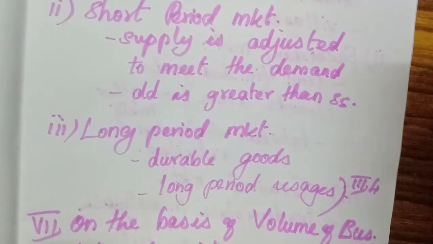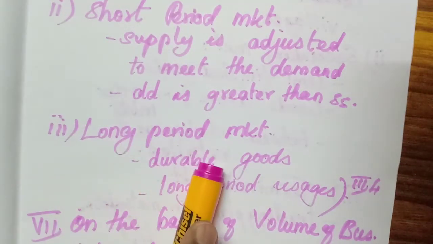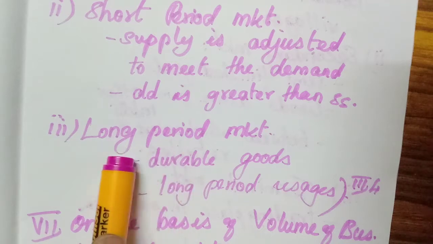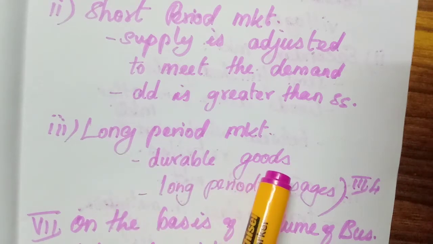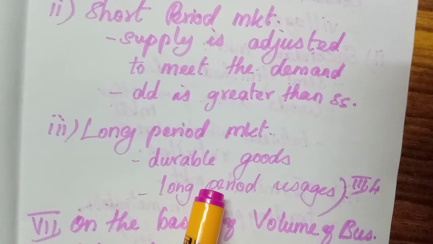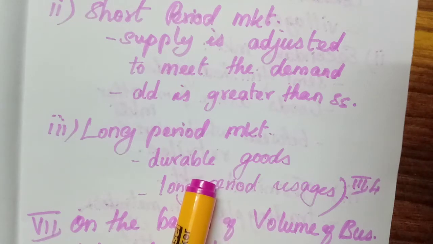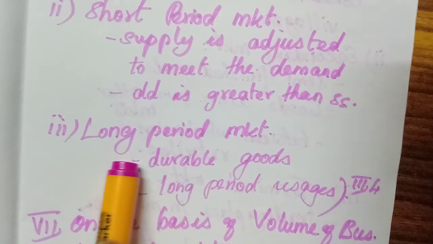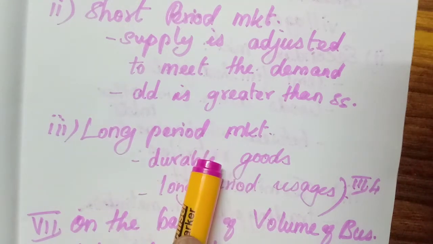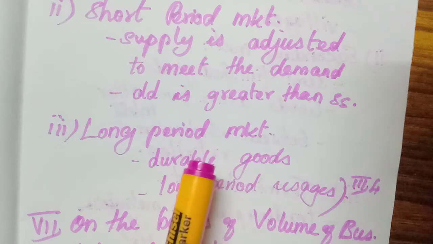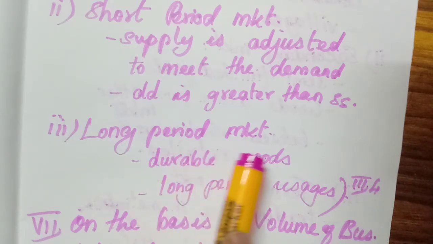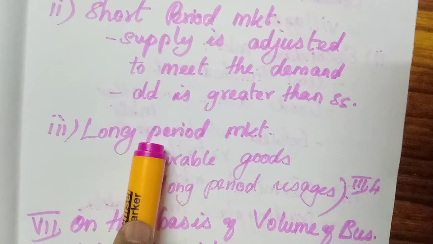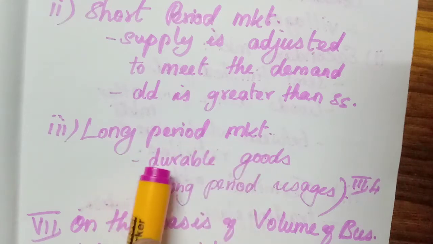Now the opposite of this short period, the long period market. These markets deal with which type of goods? Durable goods. These durable goods, we can say machines or any consumable items, they can keep and sell for 1 year, 2 years. Those types of goods will come under this category, the long period market. They can use these products also for a long period of time. That's why they are called long period markets.